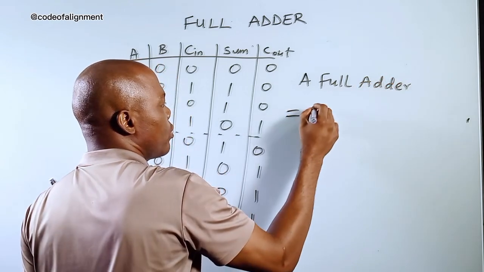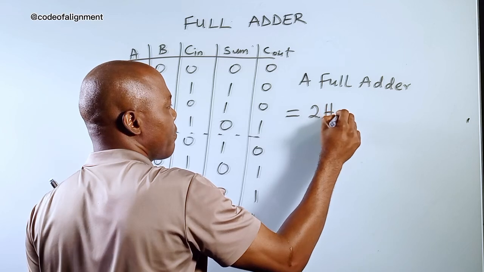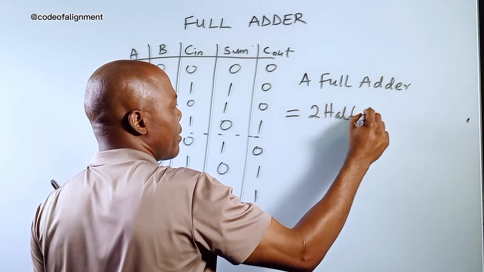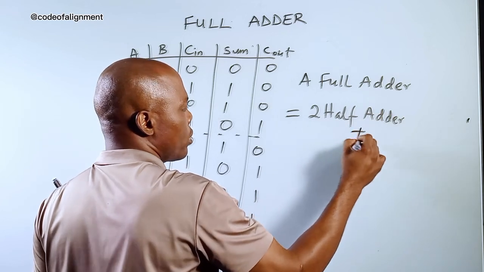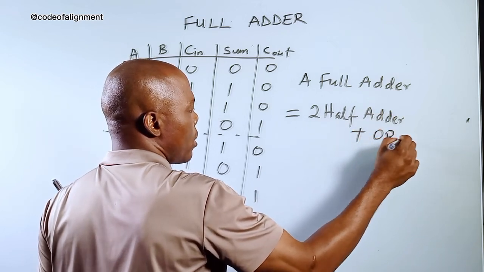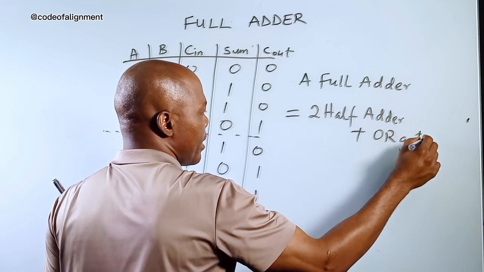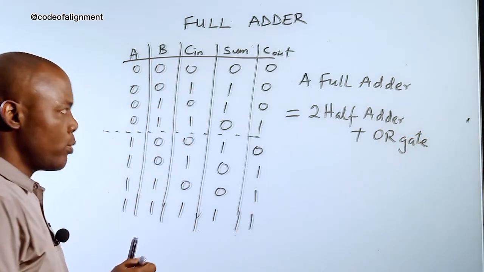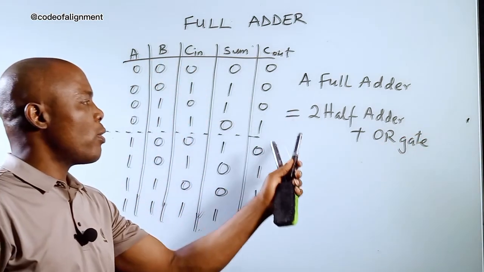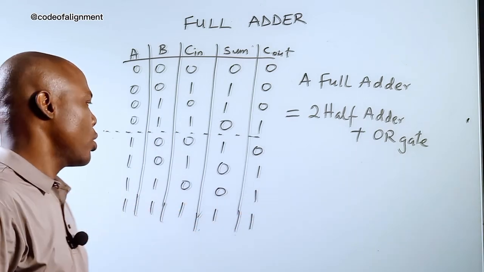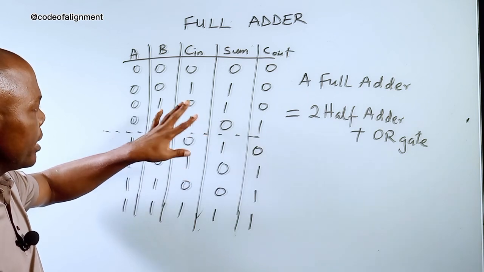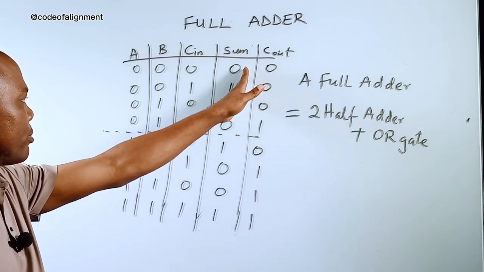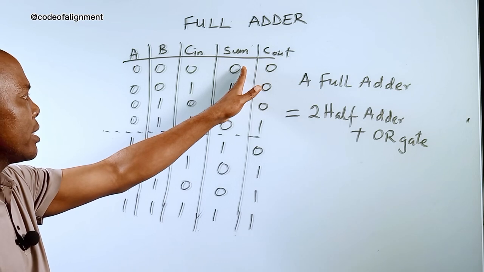It therefore means that, based on what we've done, a full adder equals 2 half adders plus OR gate. That is what it means. That a full adder equals 2 half adders plus what? OR gate. But what you can deduce from this truth table is that for the case of sum, we are looking at the difference.